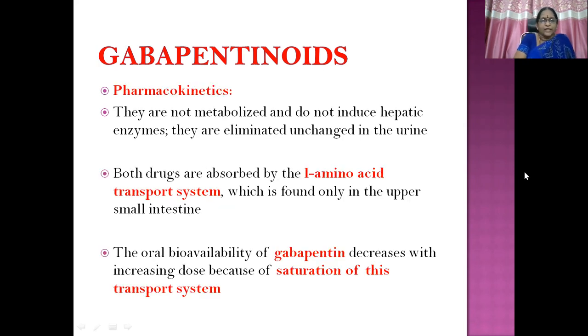Then coming to the pharmacokinetics, they are not metabolized and do not induce hepatic enzymes, but are eliminated unchanged in the urine. Both drugs are absorbed by the L-amino acid transport system, which is found only in the upper small intestine. Oral bioavailability of gabapentin decreases with increasing dose because of the saturation of the L-amino acid transport system. This is a very particular point, so you need to remember it regarding gabapentin.